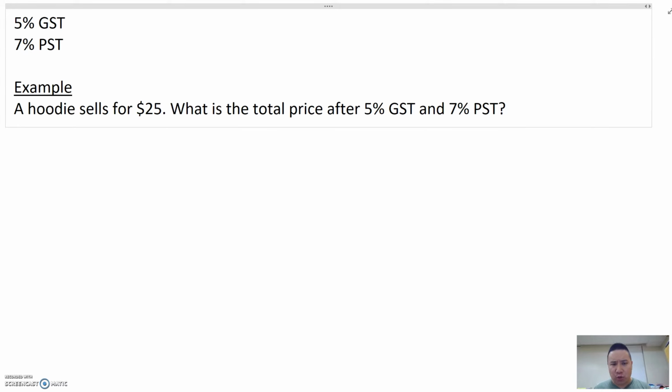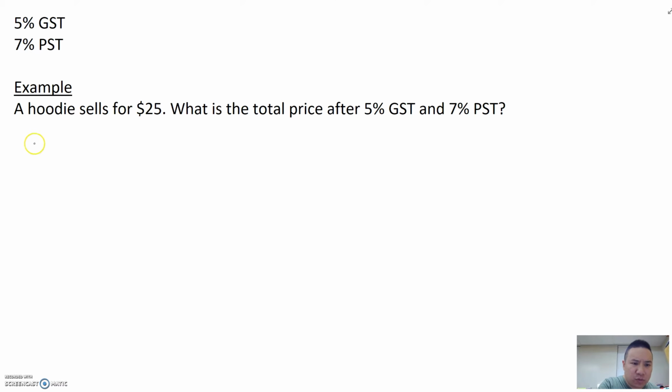But there's a faster way of doing this. One of the shortcuts we can take is we can take this 5% tax and add it to our 7% tax, because we're going to calculate these percentages off the same number. It's going to be 5% of 25 and 7% of 25. So we can actually just add these together and take 12% of 25 instead.